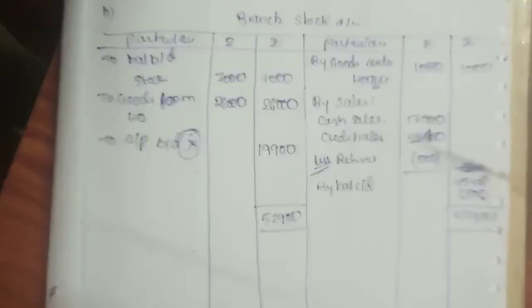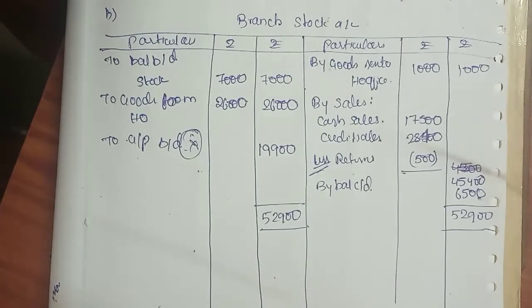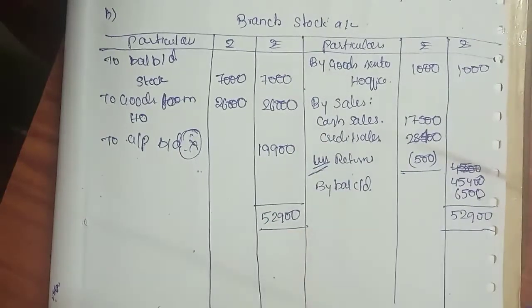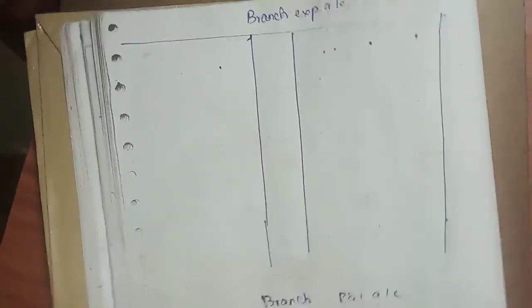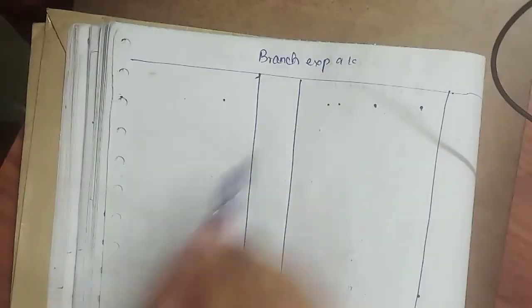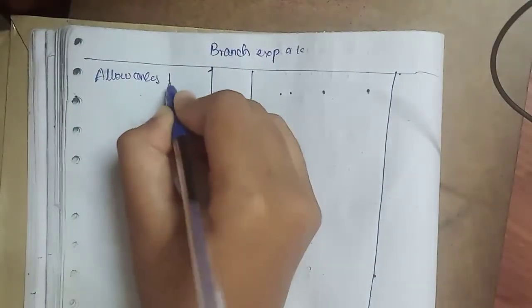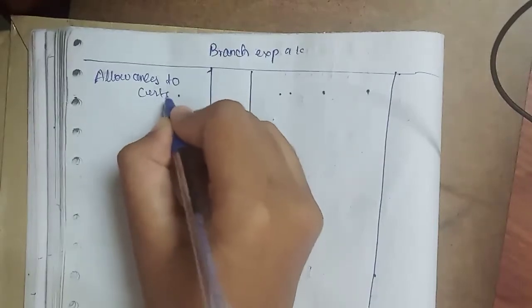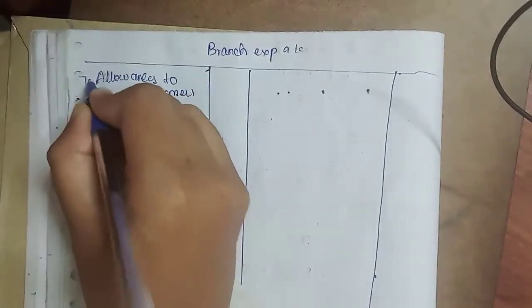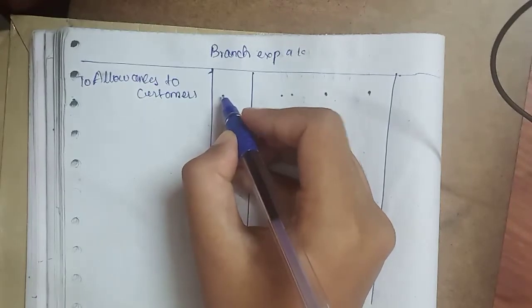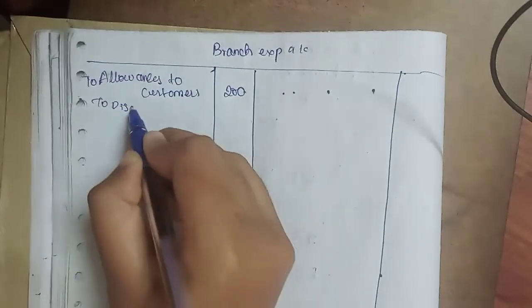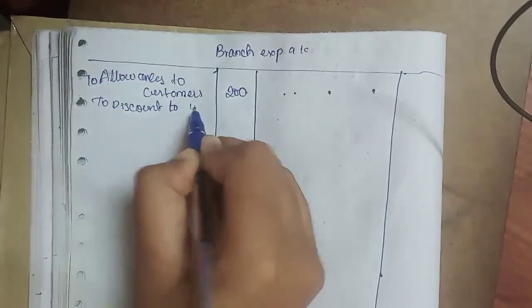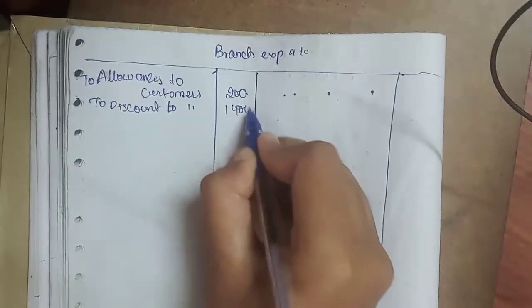Okay. Now this is the branch stock account. We finished the branch stock account. Now we'll do some other accounts. The next account which we are doing is the branch expenses account. Yes, we'll start. First is allowances to customers. Allowances to customers, it is 200. Next, discount to customers, 1,400.